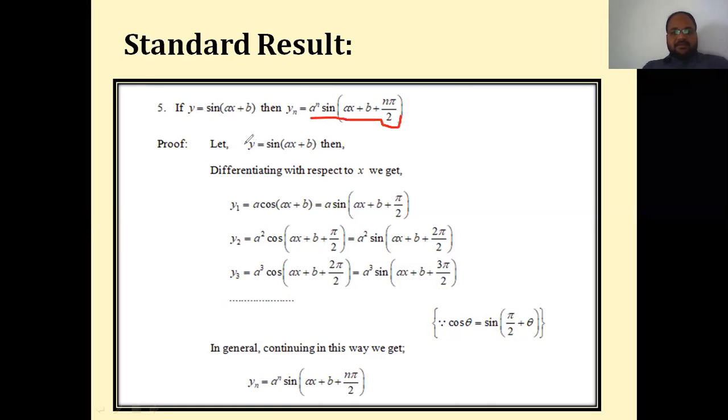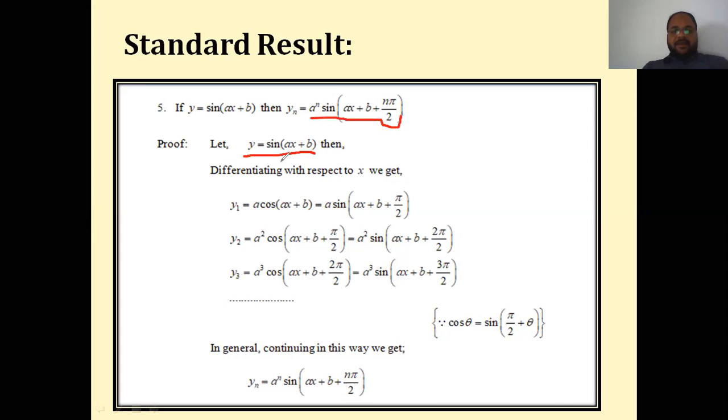We will try to solve the nth derivative of this given function by using the process of differentiation. So firstly, we take this given function as it is, meaning sine of ax plus b. Now you have to find the nth derivative of this function. For finding the nth derivative, we simply apply the definition of successive differentiation, meaning the process of differentiating the same function again and again. So we get the first derivative, y1.